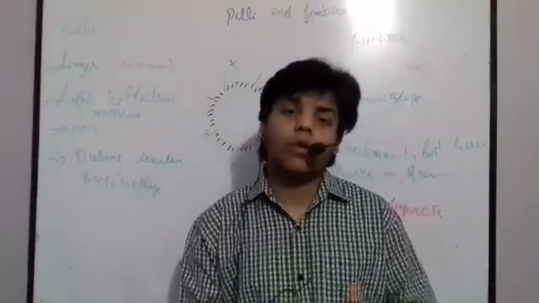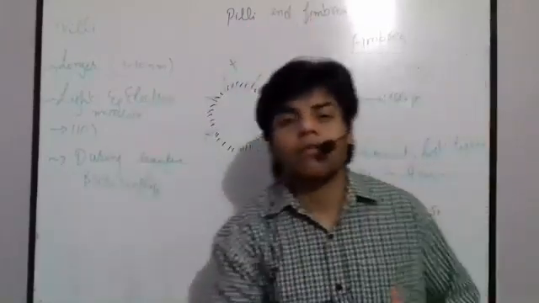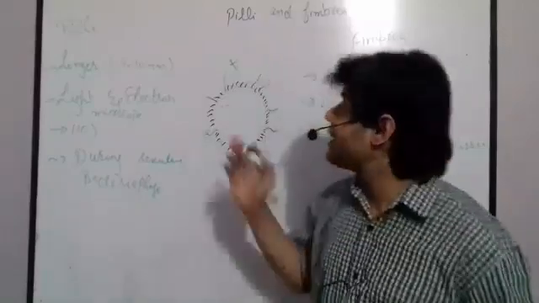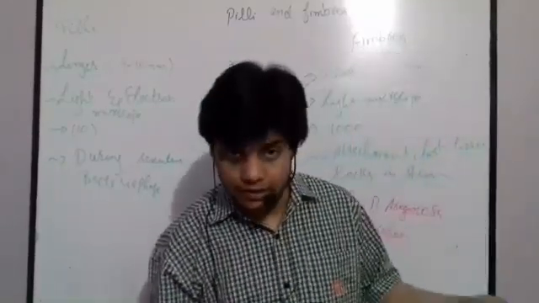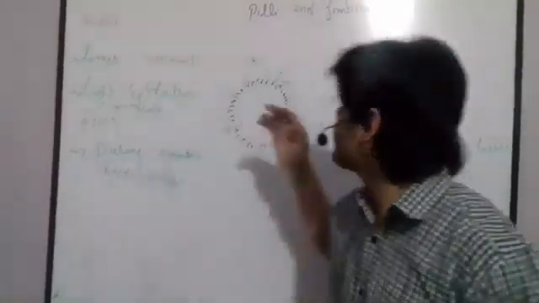One thing more that I forgot to mention: these pili and fimbriae are made up of 20 to 30 subunits of proteins, and they are cylinders. So I hope you understand this video lecture.